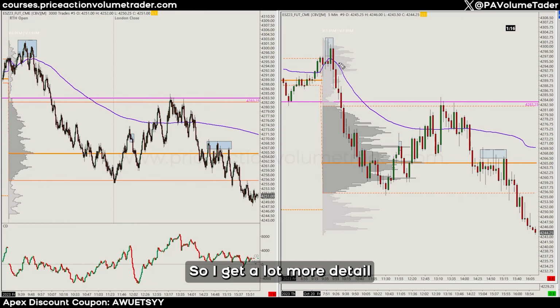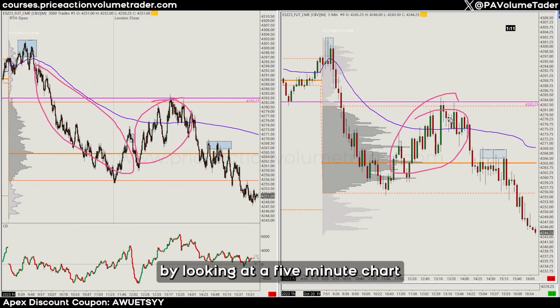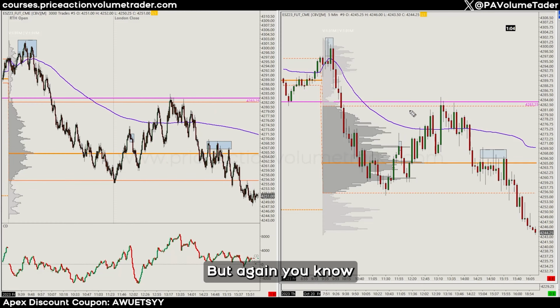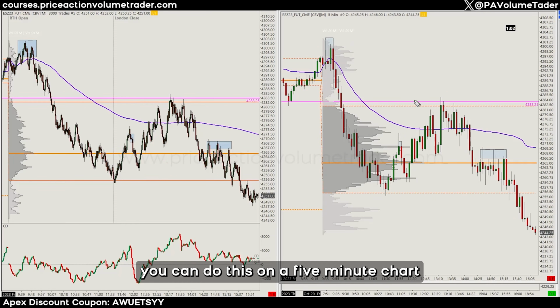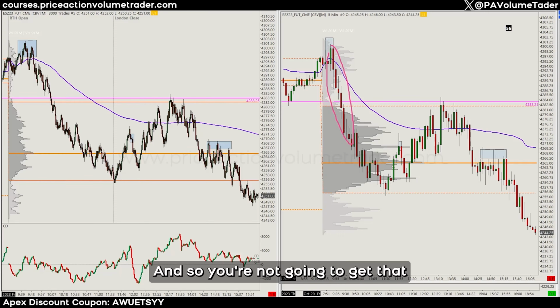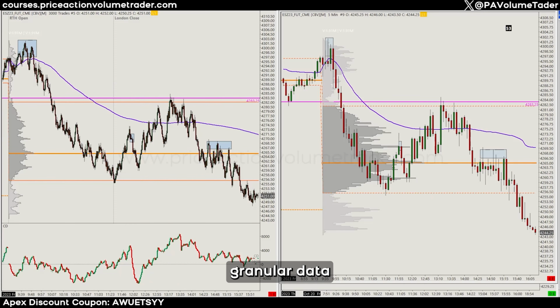Okay, so I get a lot more detail by looking at tick charts than I do by looking at a 5-minute chart. So that's why I always like to focus on tick charts. But again, you can do this on a 5-minute chart if you want, but in general, your candles are going to be a lot bigger, and so you're not going to get that granular data.